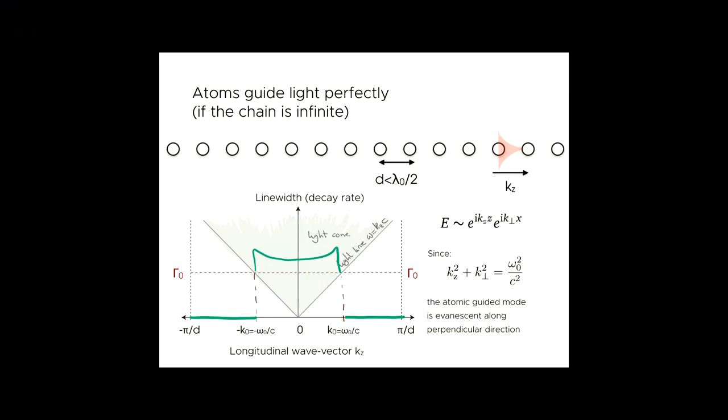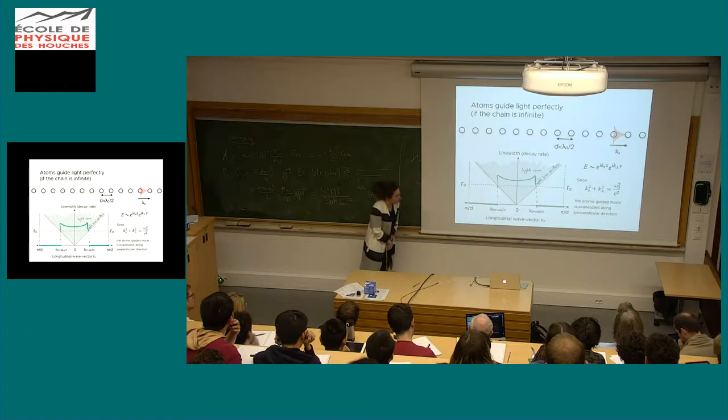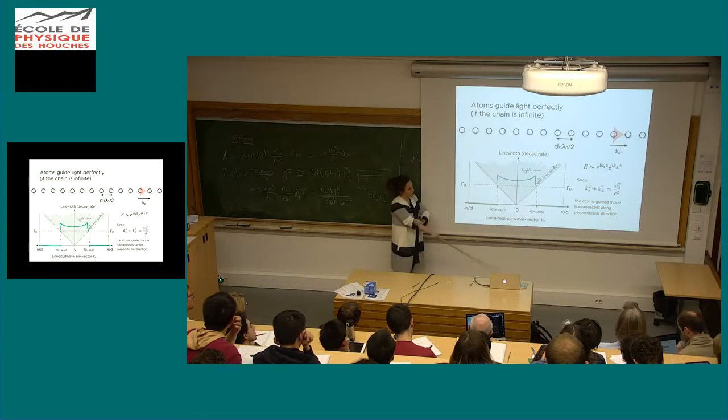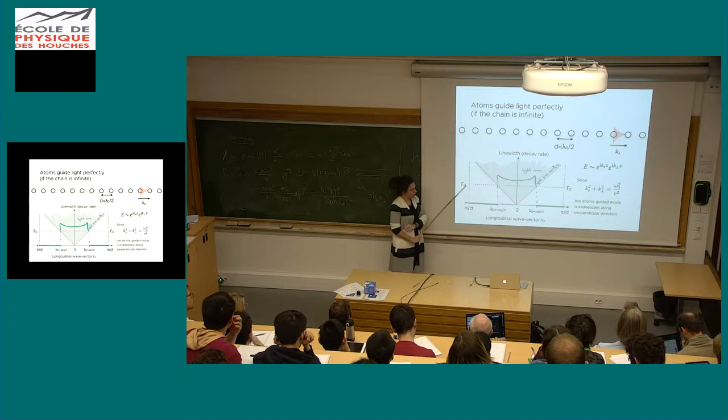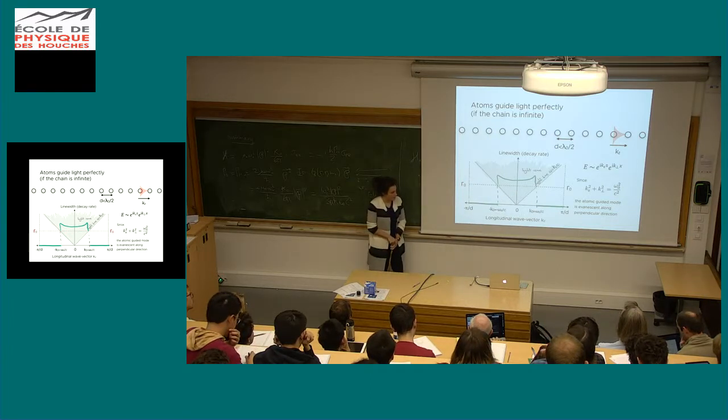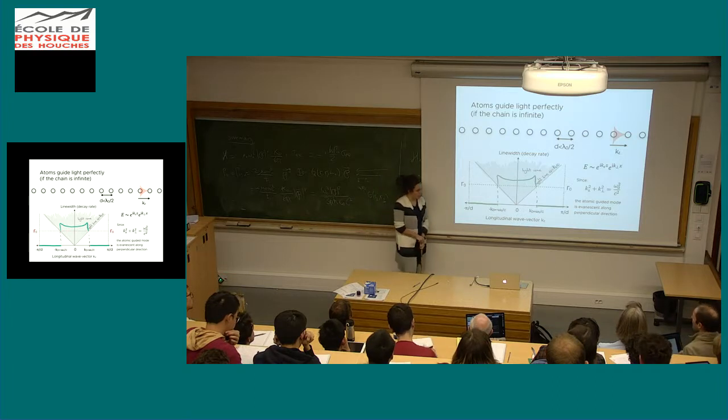And because I have a very interesting Hamiltonian that is not Hermitian, I can plot the imaginary part, the line width of these modes. And I can see that indeed inside the light cone, the decay rate is larger than the single atom decay rate. As soon as I cross the light line, my decay rate is 0. So again, subradiant modes are guided modes.